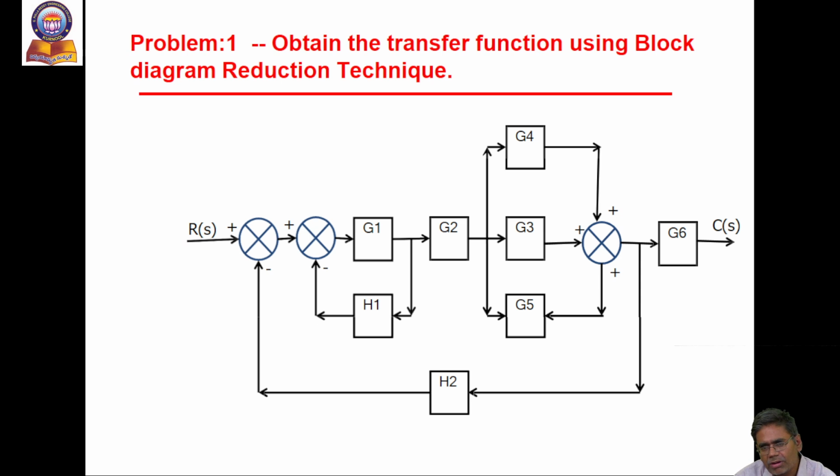For example, we consider a simple problem to solve by using the block diagram reduction technique. R of S is the input signal, C of S is the output signal. The first rule is cascade, but there are no cascade elements. Then G3, G4, G5 are connected in parallel. First simplify G3, G4, G5, which are connected in parallel. Then the resultant block is G3 plus G4 plus G5, into G2.